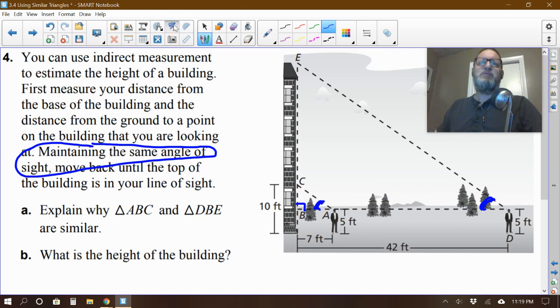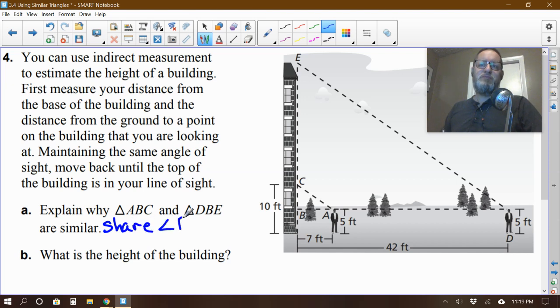All right. So, let me just erase all that. Explain why ABC and DBE are similar. Well, the two triangles would share angle B. And we just said that angle A is congruent, there's our symbol for congruent, to angle D. Now, I don't have much room here, but I could go into explaining why they're the same, because the person kept their head at the same angle of sight. But I want to get through this video a little bit faster and not have it last too long.